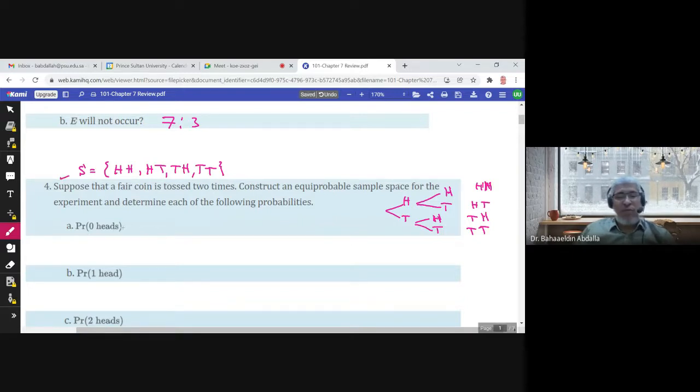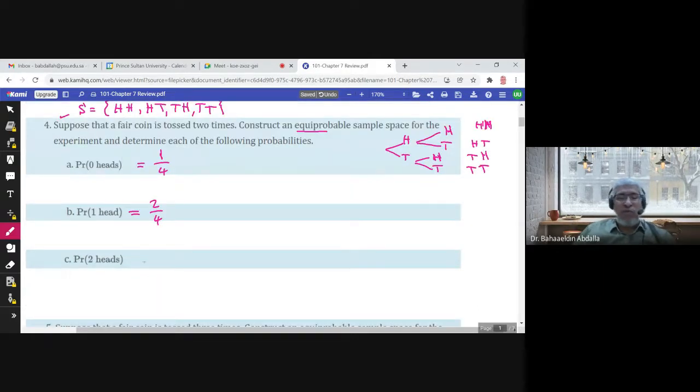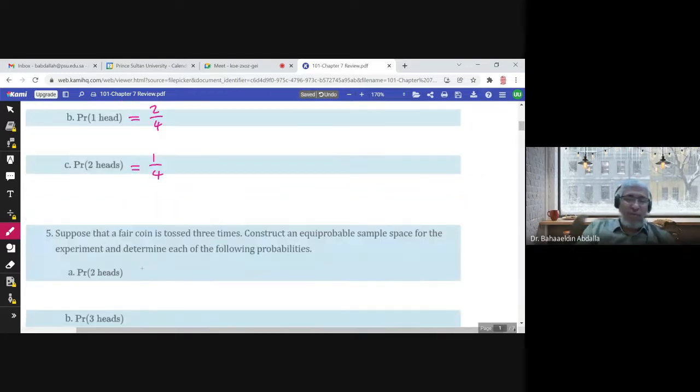What is the probability of 0 heads? 0 heads, that's we have only one outcome, TT. So the probability is 1 over 4 because it is equiprobable sample space. So the probability of each outcome here is 1 over 4. Probability of one head, we have 2 outcomes in which there is one head. So the probability is 2 over 4. Probability of 2 heads, there is one outcome with 2 heads. So the probability of that outcome is 1 over 4.